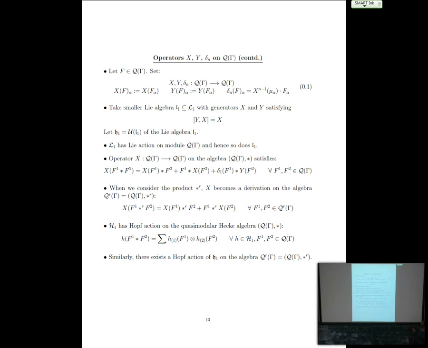And then once again, this is the larger Lie algebra, and then we have a smaller Lie algebra, which just consists of y and x. It doesn't have the delta n's in it. So it's yx satisfying yx equals x. This is a very small algebra. And then H1 is its universal enveloping algebra.